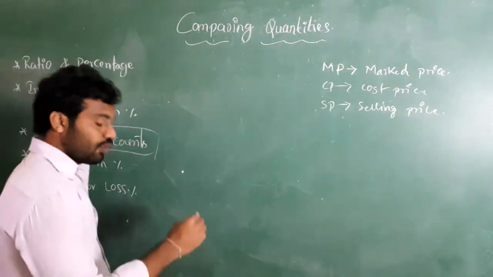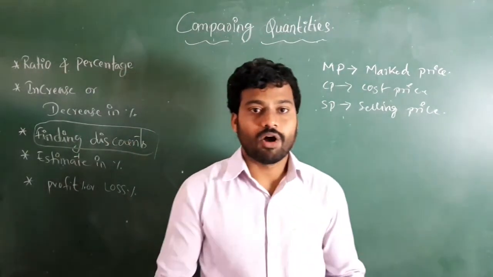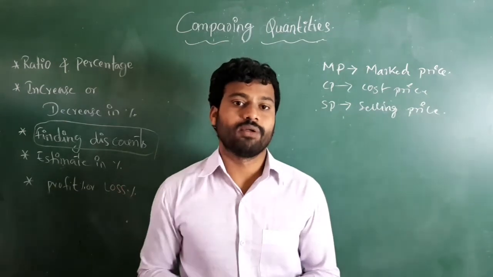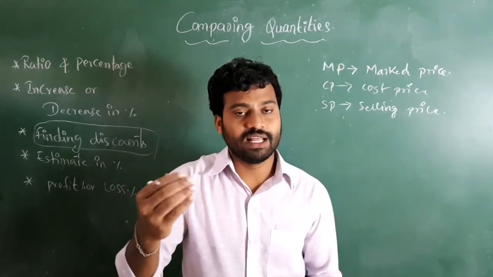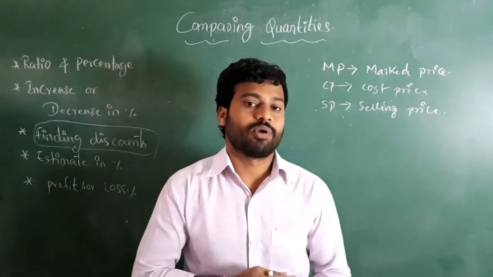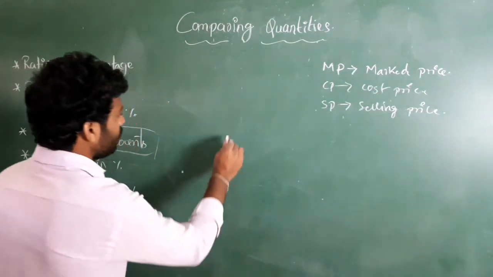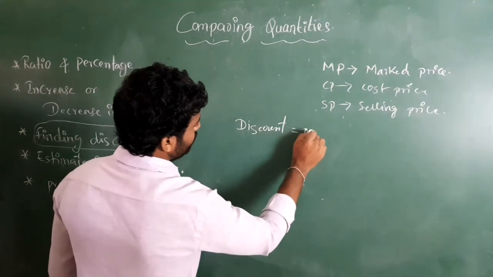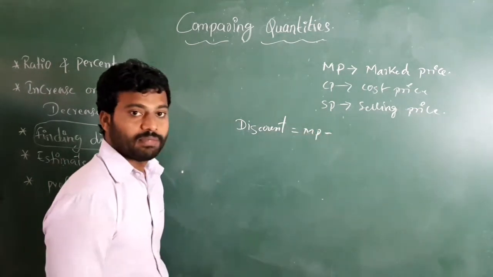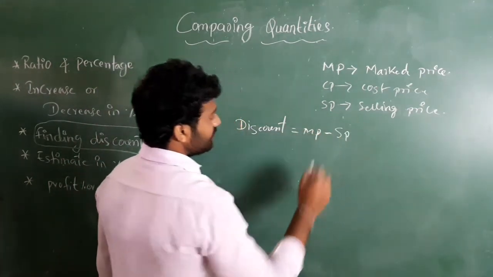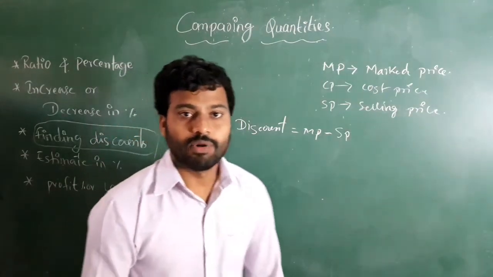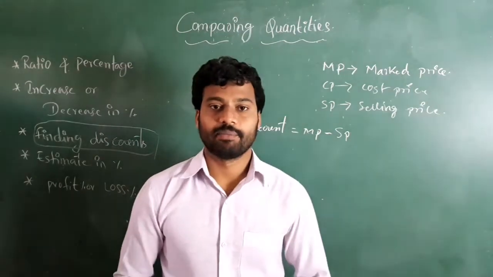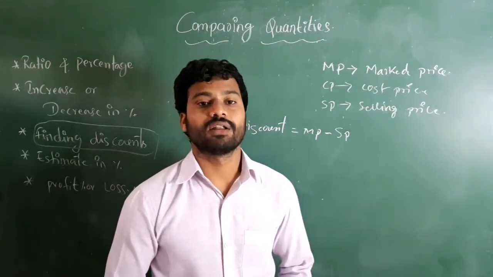Clear or not? So obviously discount means what? On the price tag there will be one amount, and for less than that amount we are going to sell the product. Correct or not? So discount is equal to market price minus selling price. Market price minus selling price. Clear or not?